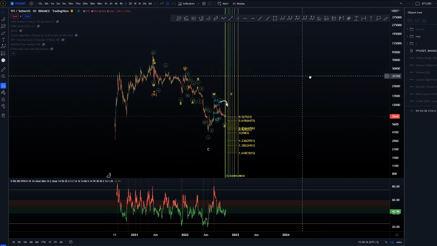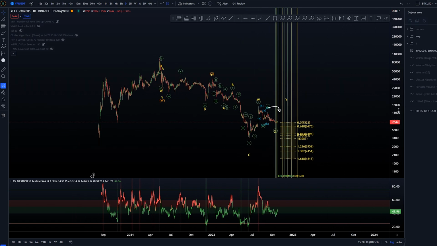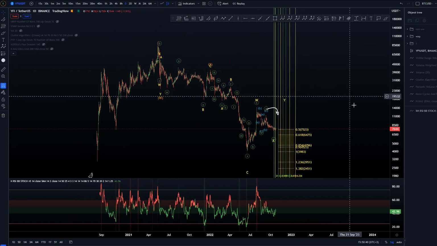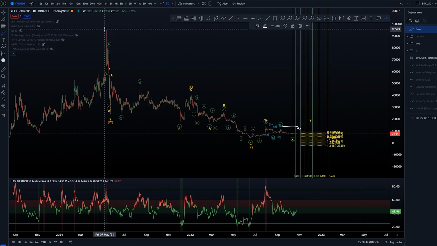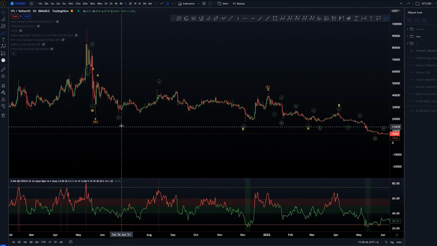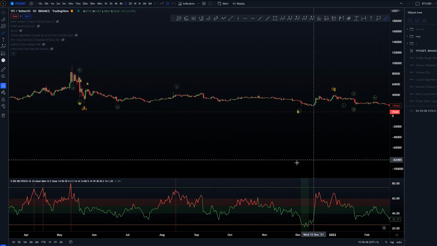Let's take a look at the WXY count that we have been looking at. So in arithmetic scale, it would be looking like something like this: ABC. Let's zoom in a bit.